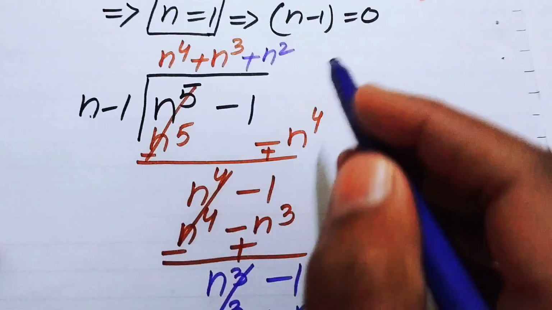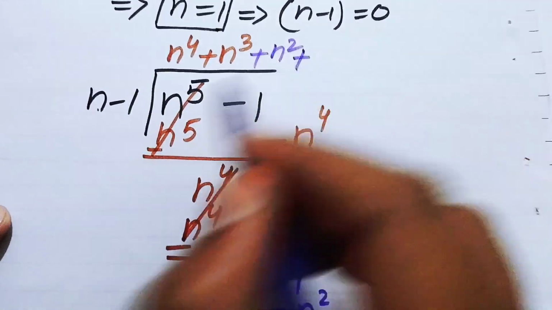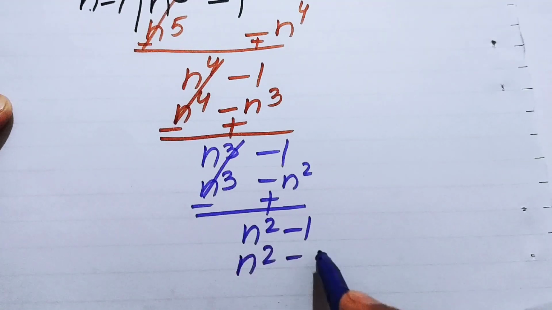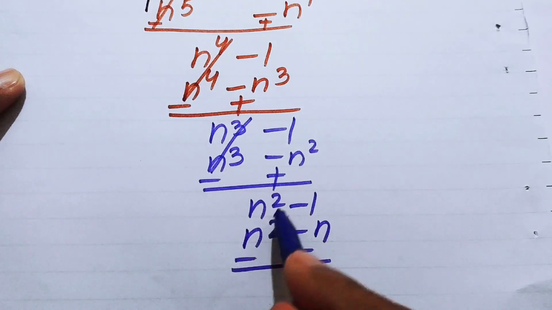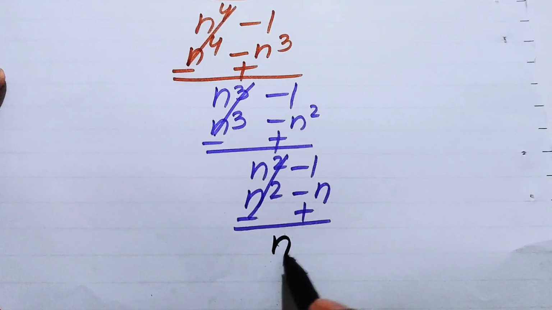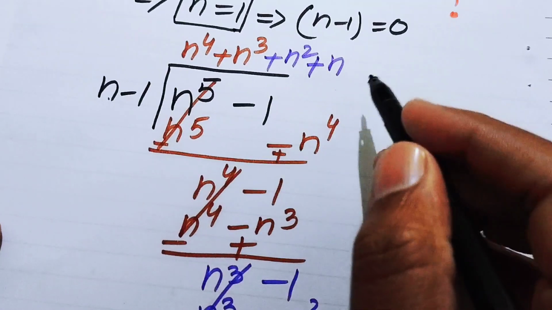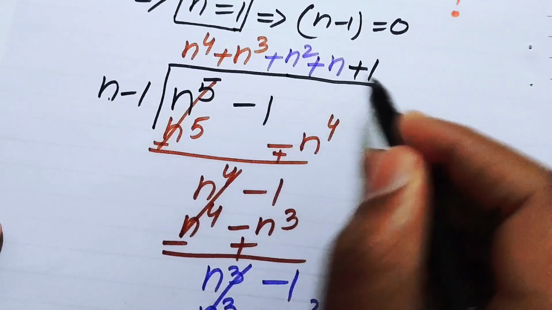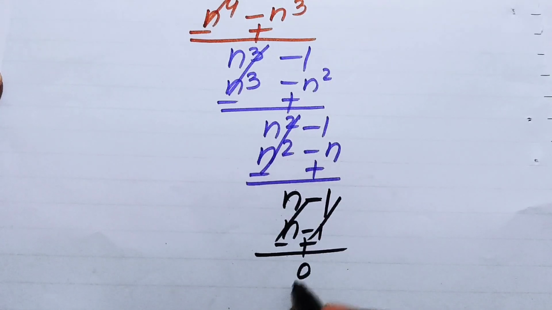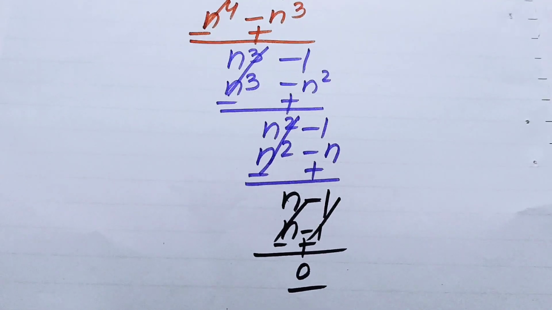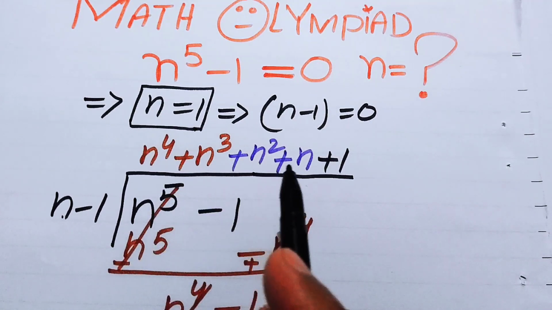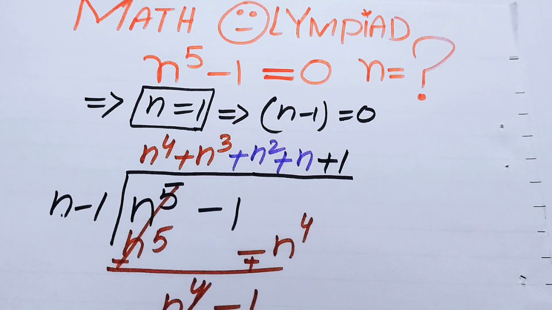Now again we multiply this factor by plus n. So you have n times n equals n square minus n. So we again change its signs, and you see that these cancel each other, and we obtain here n minus 1. Now we multiply this by plus 1, and you get here n minus 1. After changing sign, we get its remainder is 0. So here you see that we have n minus 1 as the divisor, and n to the power of 4 plus n cubed plus n square plus n plus 1 is the answer of this division.